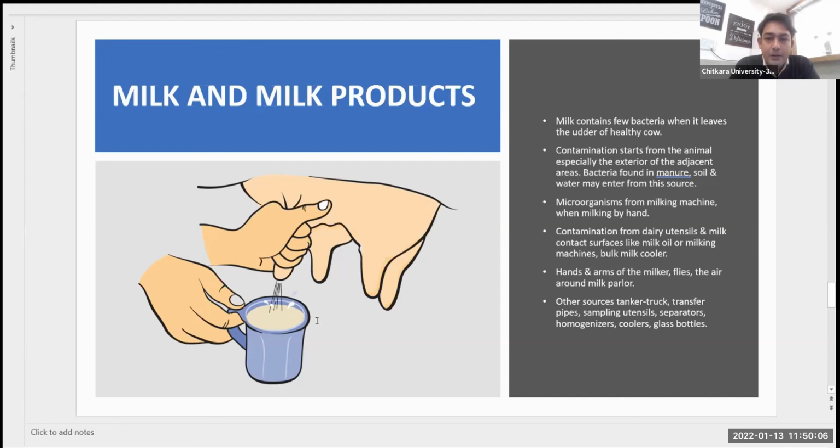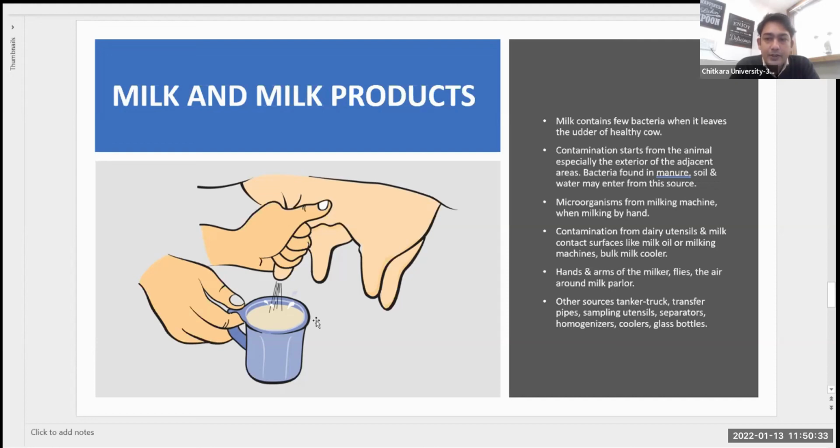the milk. Microorganisms can come from the milking machine or from hand milking. Sometimes the machines used for extracting milk are not clean, so microorganisms can enter. Or when it is being done by hand, it is possible that the hands are not clean, and that will allow microorganisms to enter.